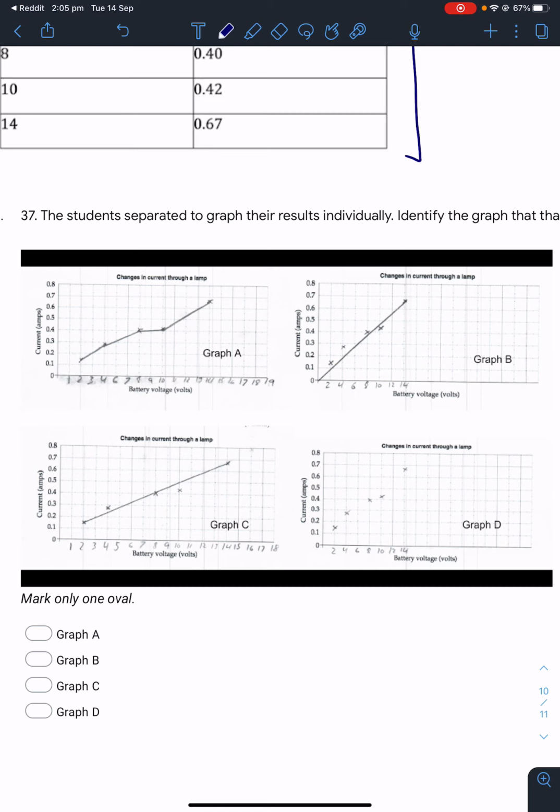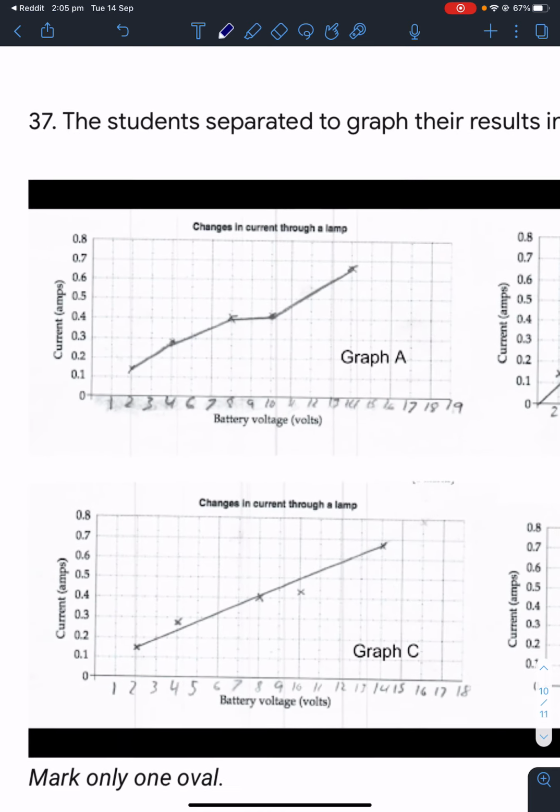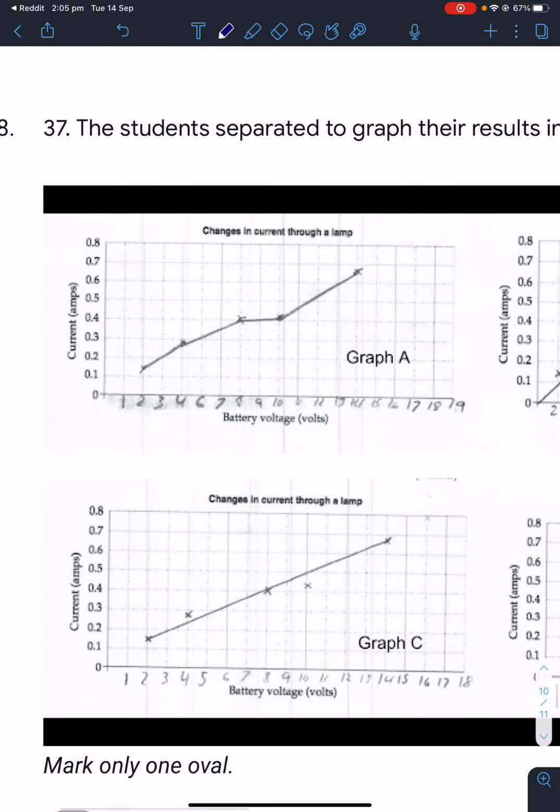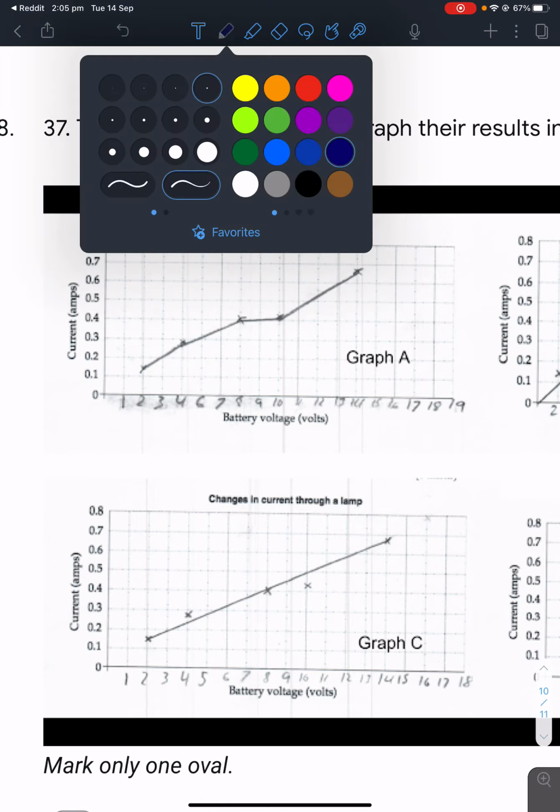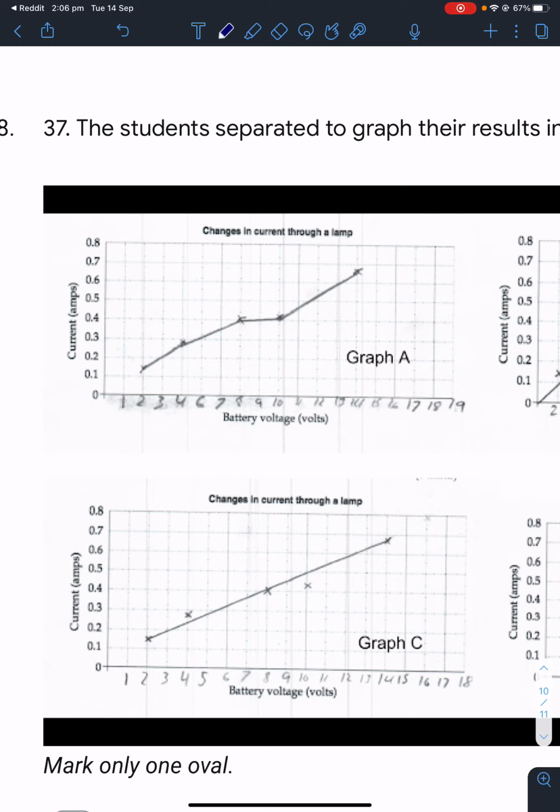So looking at graph A here, the first thing that is wrong is your trend line is a line of best fit. I have not got one line here. I've got 1, 2, 3, 4. I've got 4 lines of best fit, okay? Single line of best fit.